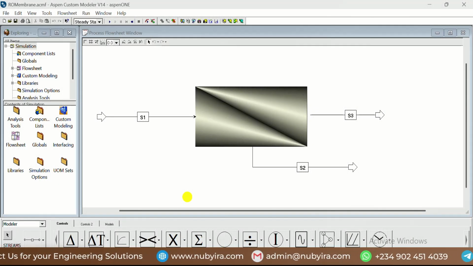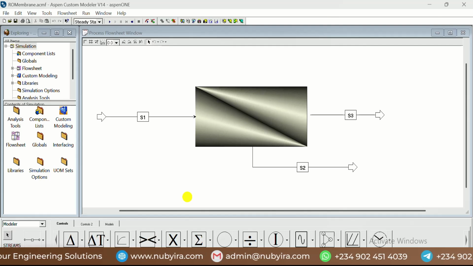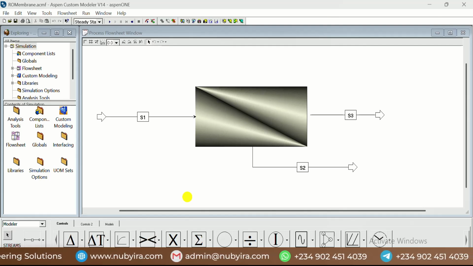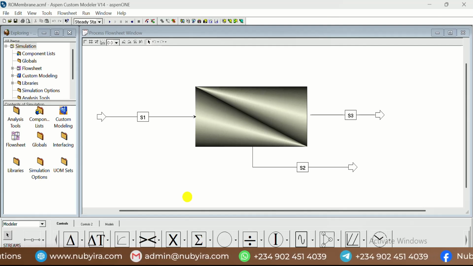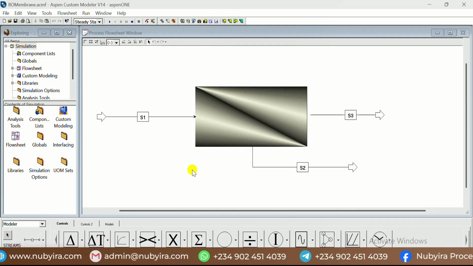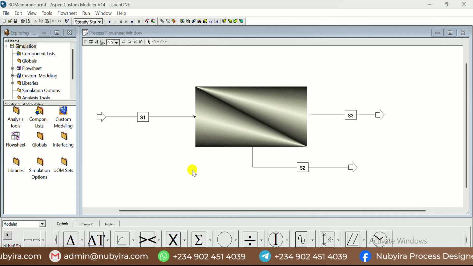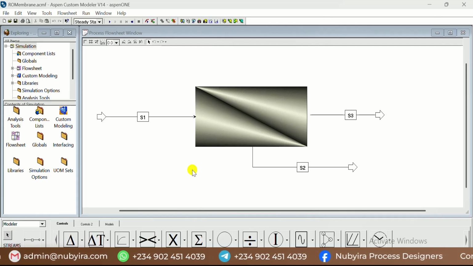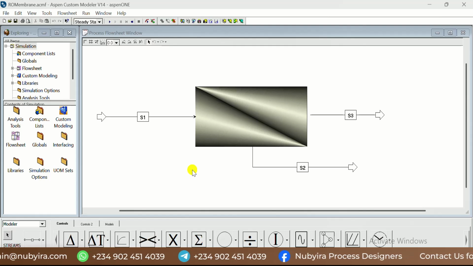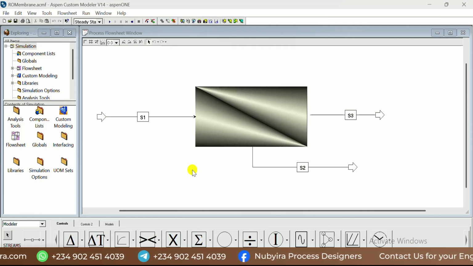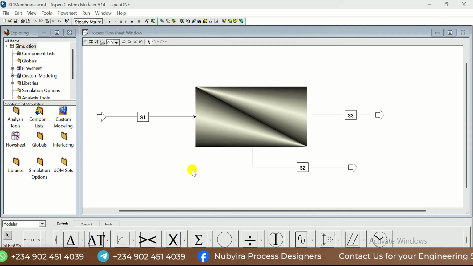Hello viewers, it's Abdurrahim Babatunde Bukola, your host today on this showcase video on how to model a reverse osmosis plant with Aspen Plus and Aspen Custom Modeler, and how to simulate the process.